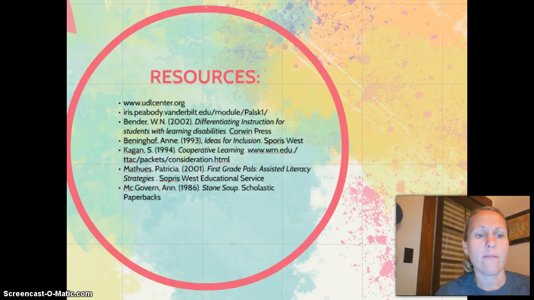And then if you want more information about the PALS reading I talked about, the book First Grade PALS Assisted Literacy Strategies by Patricia Matthews is an amazing book. And then of course I have the Stone Soup book in there, which is a great book to use on any level.